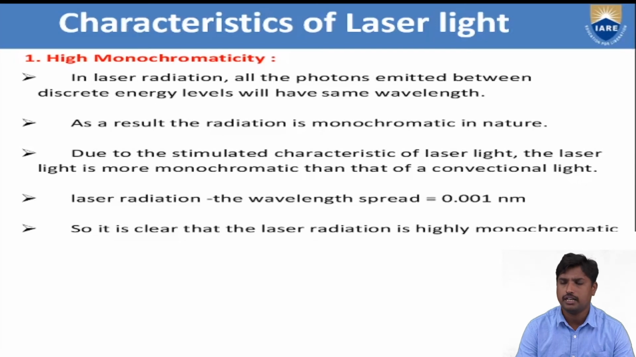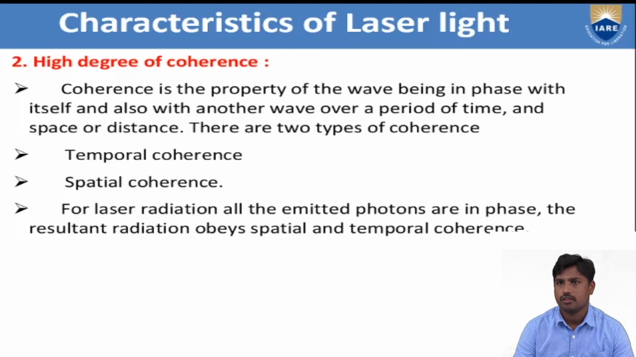In laser radiation, the wavelength spread is only 0.001 nanometer. Later we'll discuss the spreading of wavelength. So it is clear that laser radiation is highly monochromatic. The first characteristic of laser light is high monochromaticity. The second is high degree of coherence. When two waves have the same wavelength and the same phase, they are said to be coherent. Coherence is the property of a wave being in phase with itself and with another wave over a period of time and space or distance.